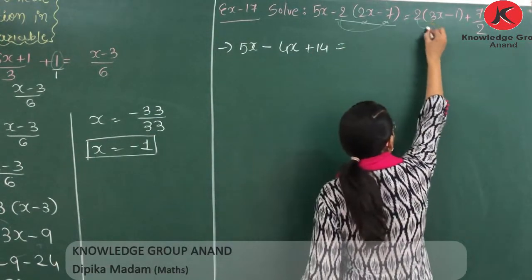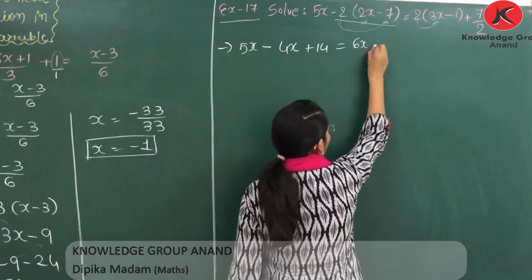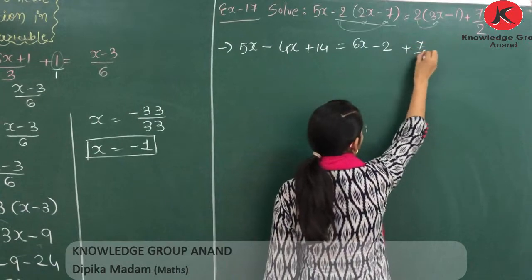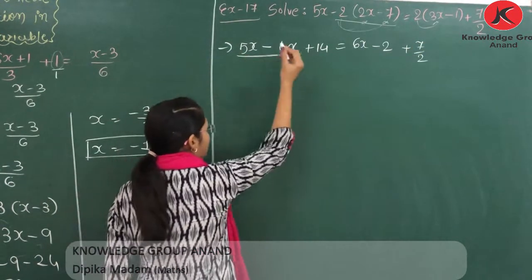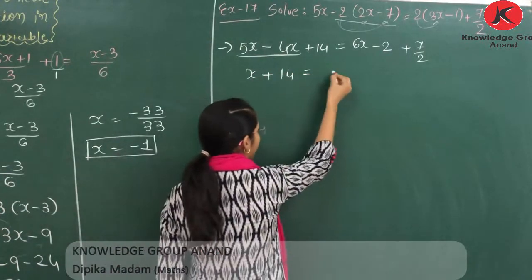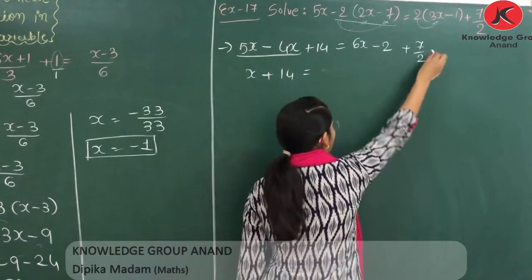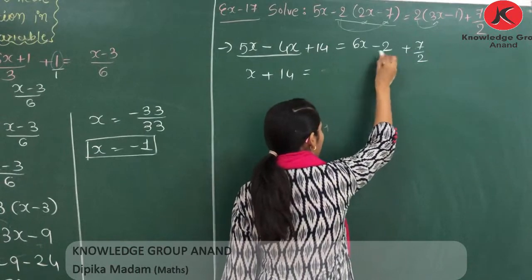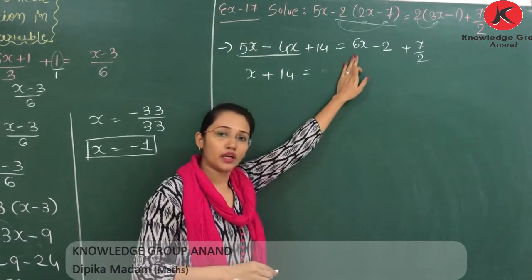Here 2 is positive, so 2 is multiplied with 3x, that is 6x. 2 is multiplied with minus 1, that is -2, plus 7/2. Okay. Now 5x - 4x is x, plus 14 is equal to 6x. Now what we have to do here: we take the LCM. 7/2 is there, meaning we need a denominator 2 here, and 6x needs a denominator 2.